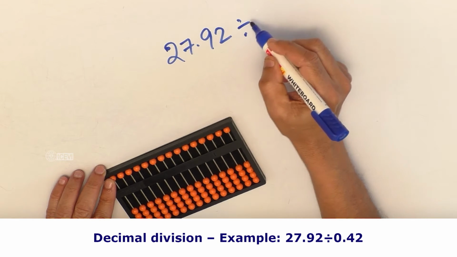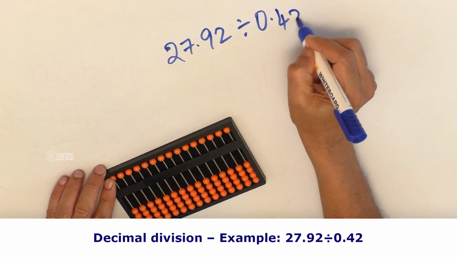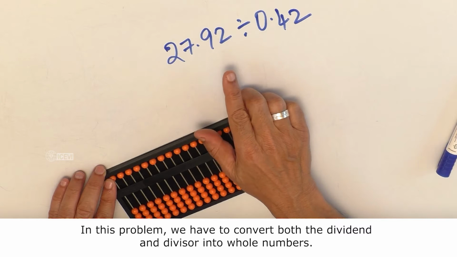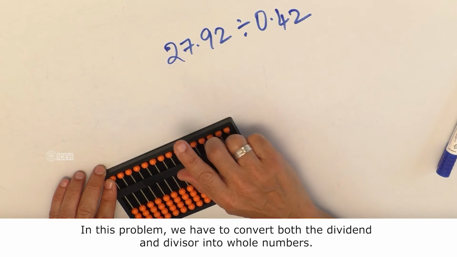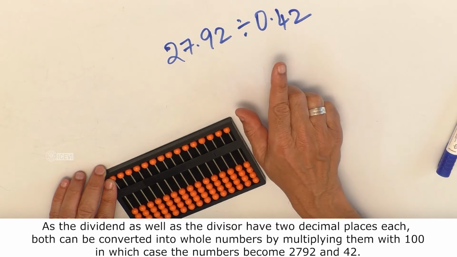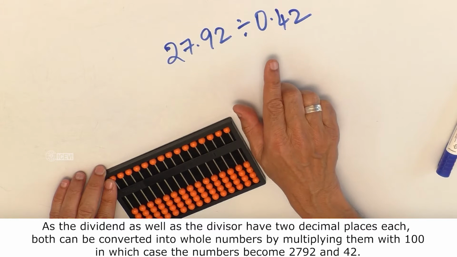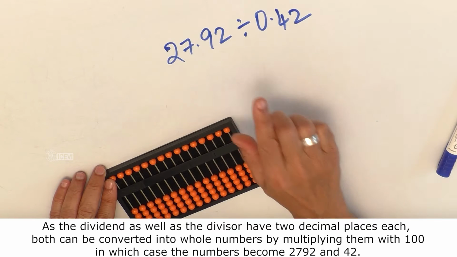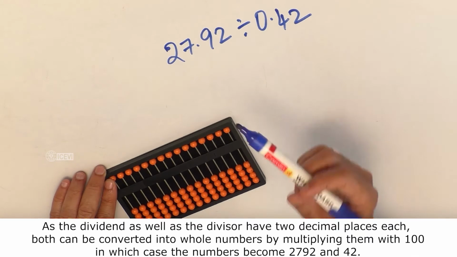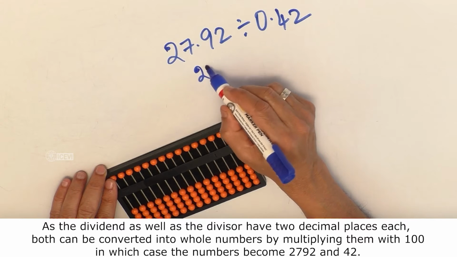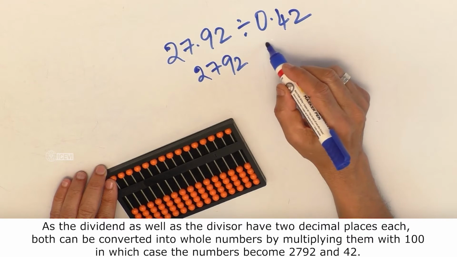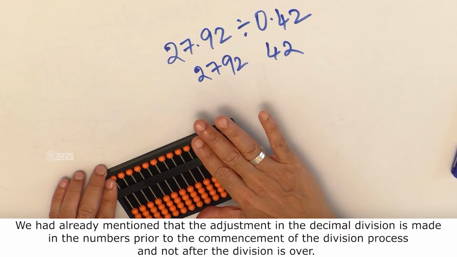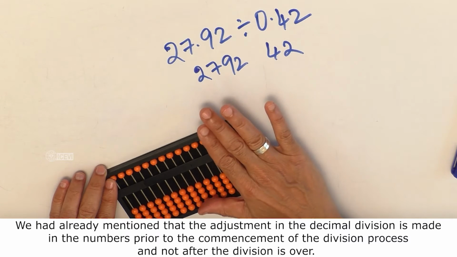27.92 divided by 0.42. In this problem, we have to convert both the dividend and divisor into whole numbers. As the dividend as well as the divisor have two decimal places each, both can be converted into whole numbers by multiplying them with 100, in which case the numbers become 2792 and 42.